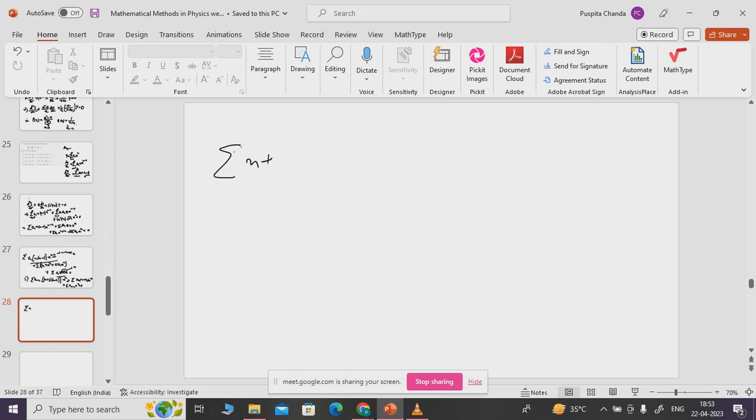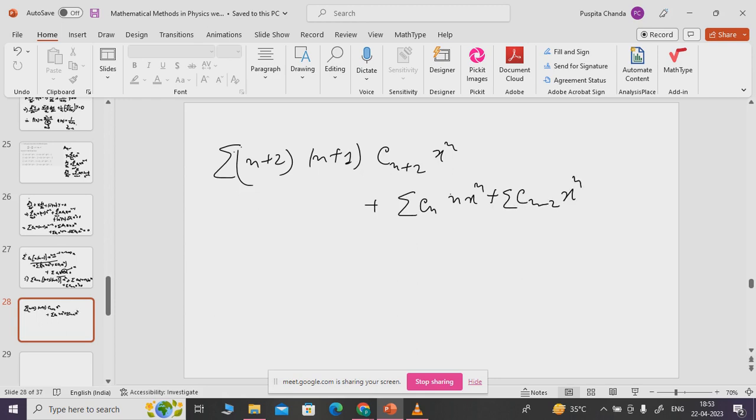So the equation becomes like this: (n+2)(n+1) c(n+2) x^n + Cn n x^n + c(n-2) x^n + 2Cn x^n is equal to 0.